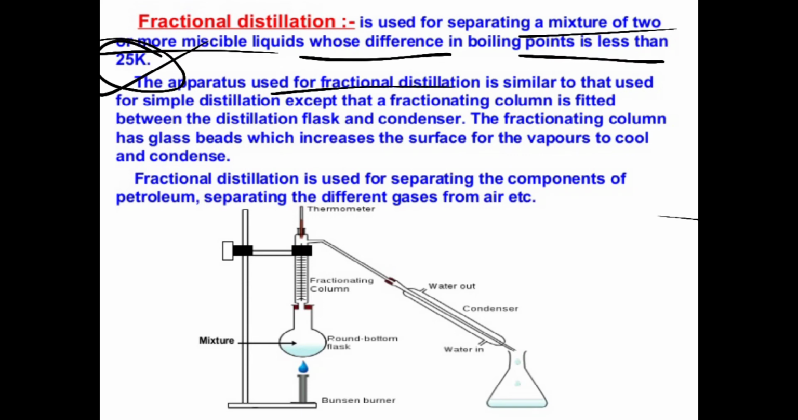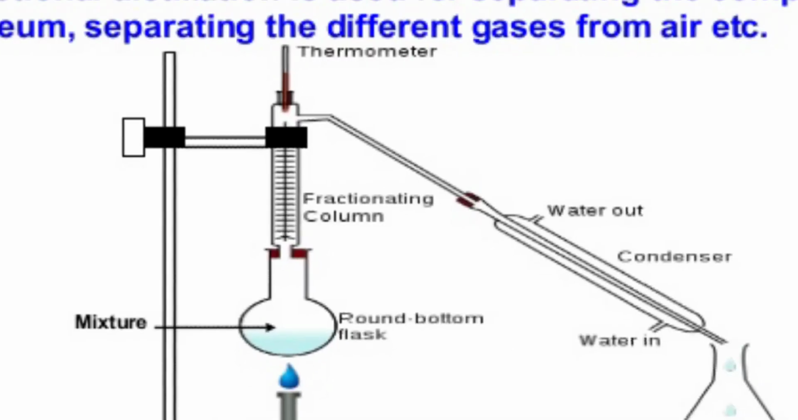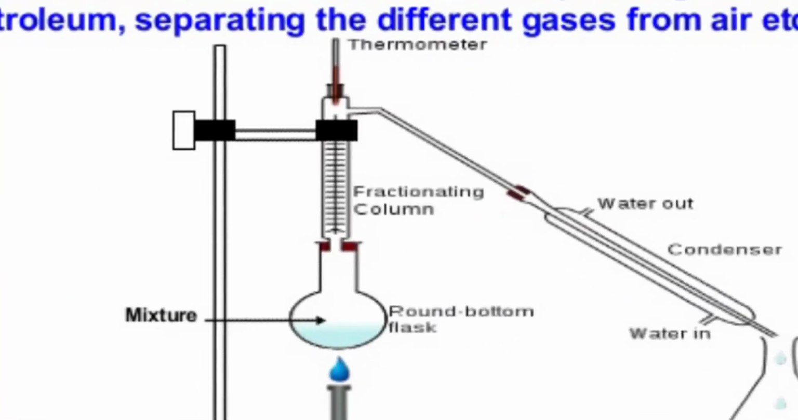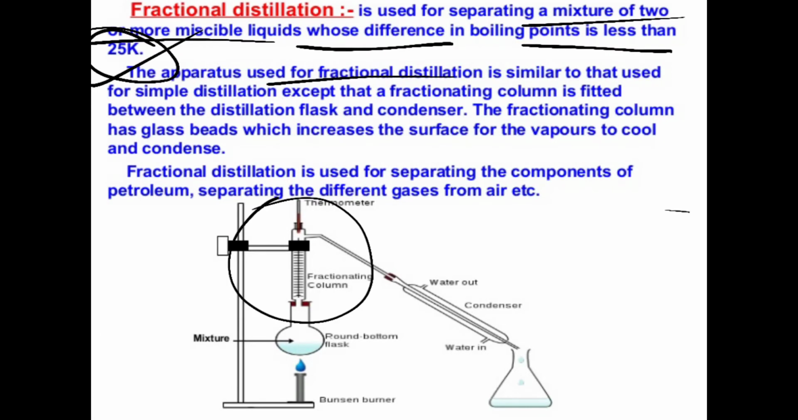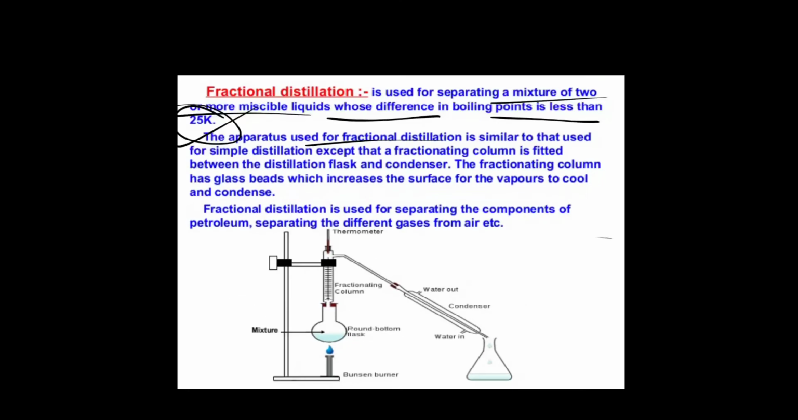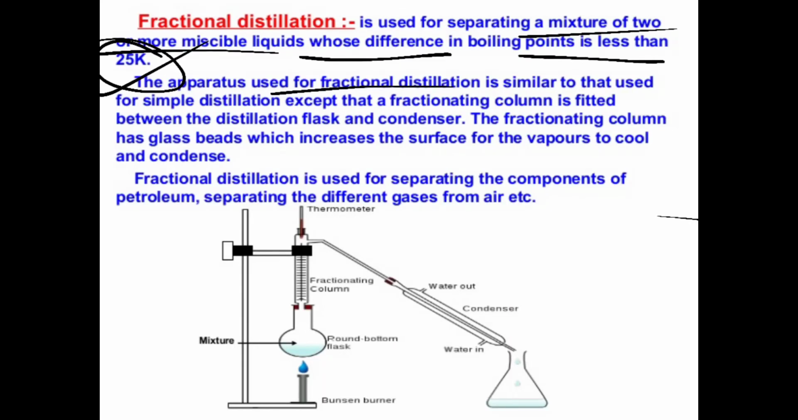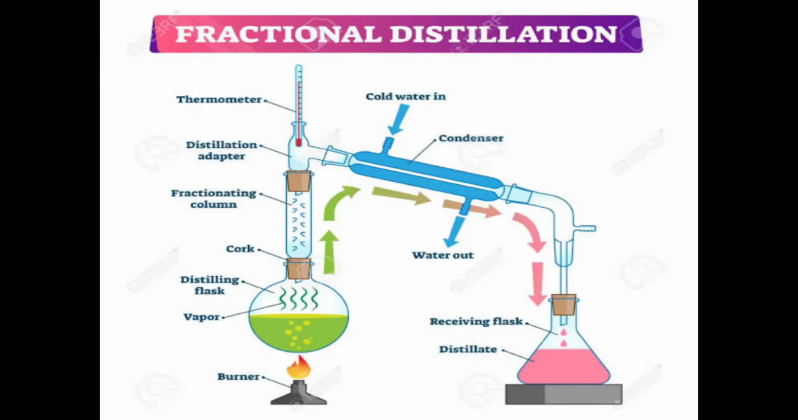What happened? The apparatus. Why do we say fractional here? Because here basically we make use of this fractionating column, right? It is used to increase the surface area for the vapor to condense, right? Fractional distillation is used for separating components of petroleum, separating different gases, air, etc.